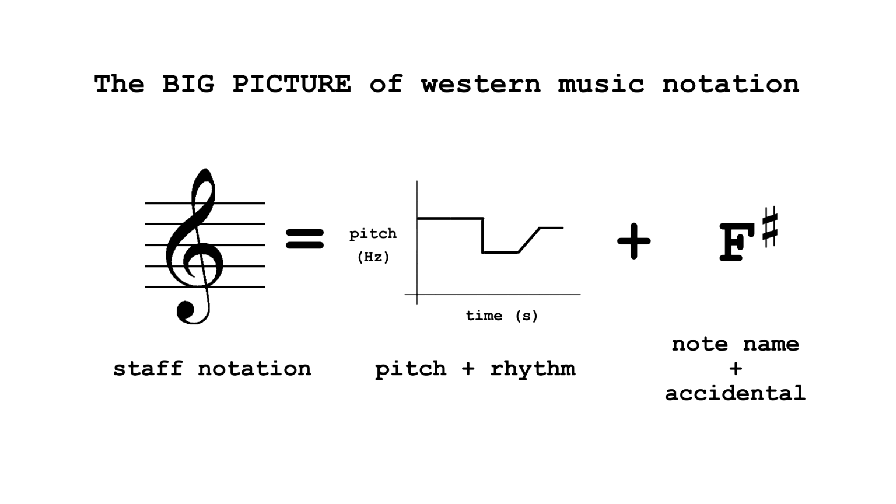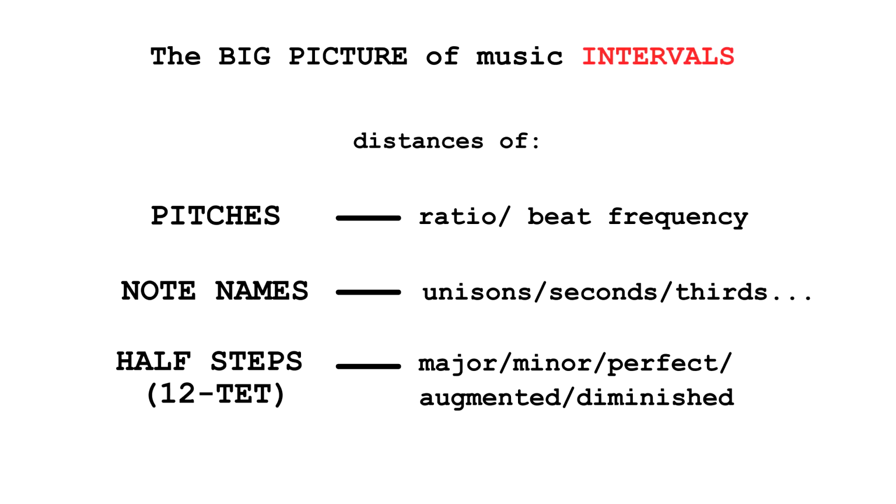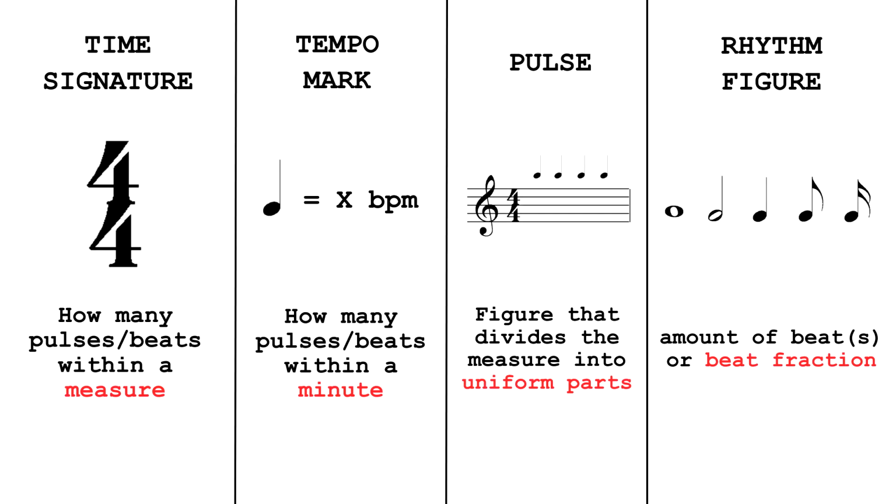The big picture of Western music theory lies in the staff notation system, which is a description of pitch during a given time, and to spell those pitches you need note names and accidentals. Music intervals regarding pitches are measured by the ratio and beat frequency, and there are some specific names to any combination of note names and half steps. And regarding time intervals in music, you need to understand these following four concepts: time signature, tempo mark, pulse, and rhythm figure.